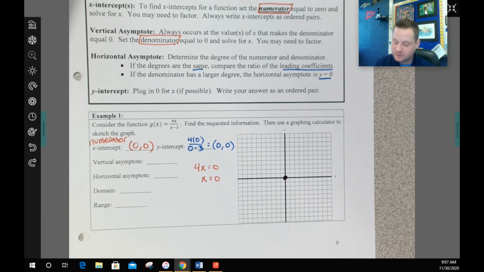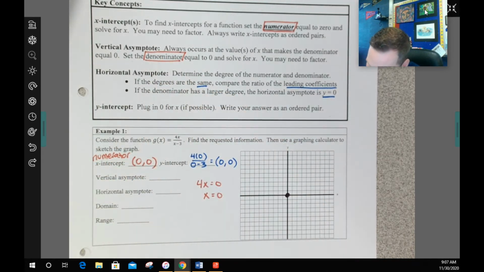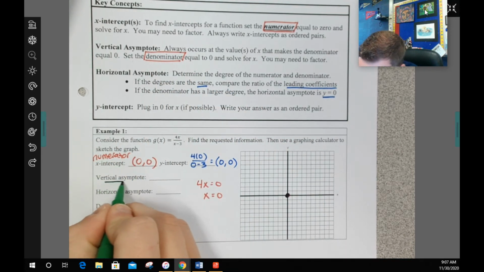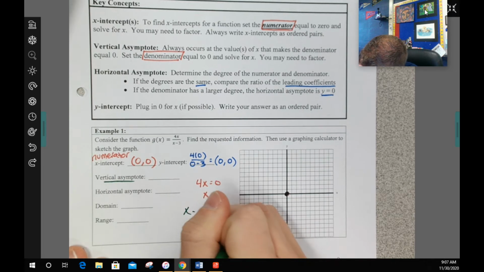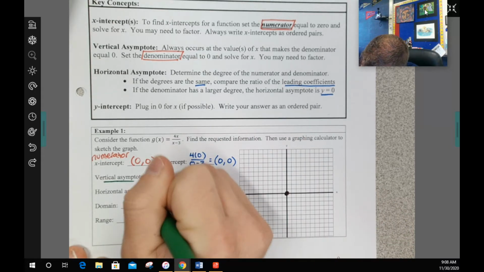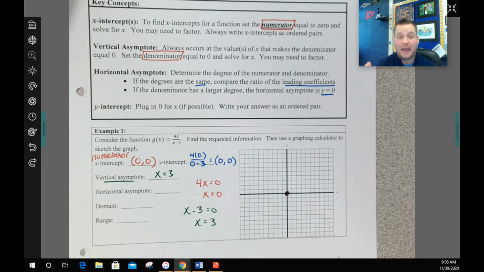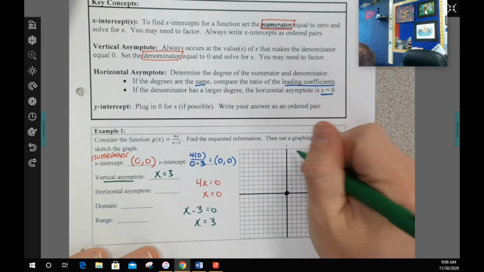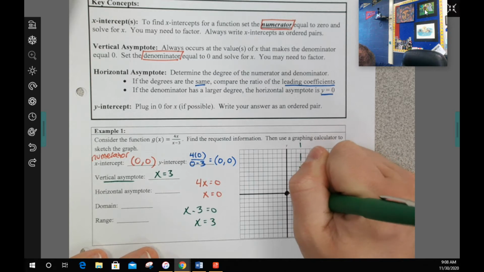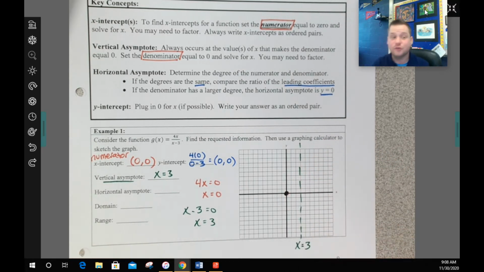Next thing they ask for is the vertical asymptote. From up above, we know the vertical asymptote deals with the denominator. So we're going to take our denominator, I'm going to do this in green, and set it equal to 0. So x minus 3 equals 0. Our asymptote is going to be x equals 3. Remember, the asymptote is a line, so we need to make sure that we have an equation for a line. x equals 3 is a vertical line. So we have a dotted line going through x equals 3. You need to include that line on your graph. If you do not include your asymptotes, it's wrong.